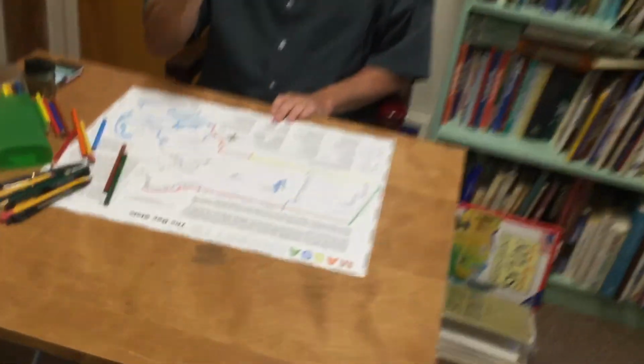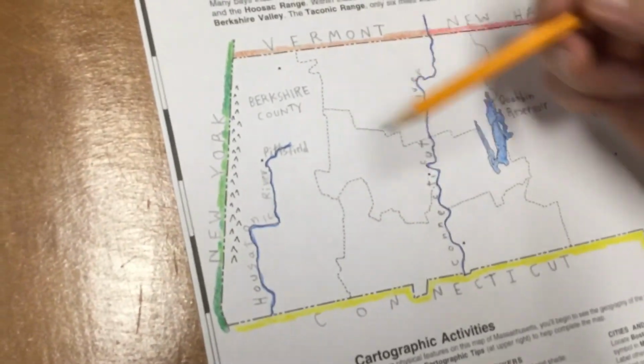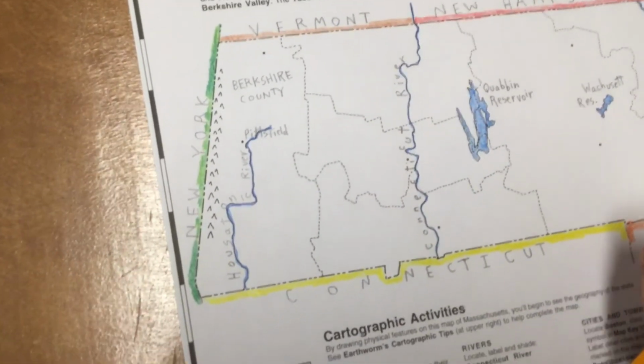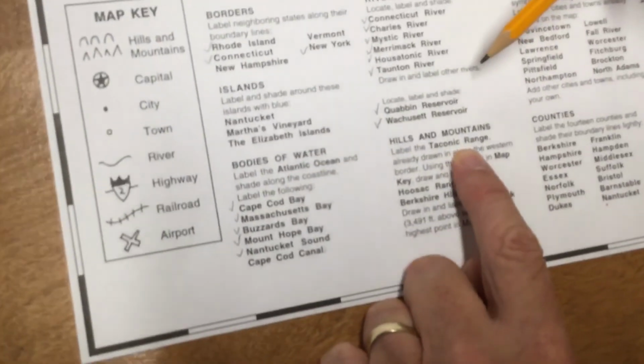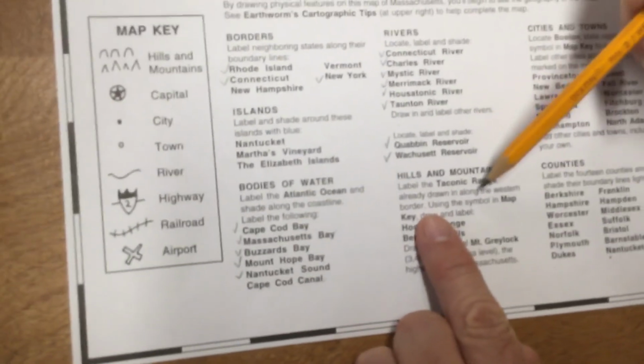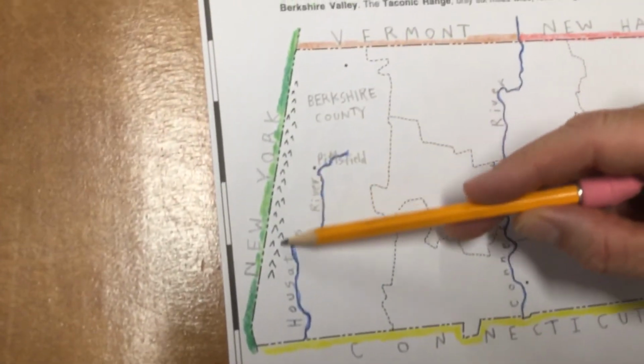We're going to work on the mountains, in the far western part of the state. So we might even throw in a couple of other details from other categories to help us too. Let's look at this area in detail. It's way out in the westernmost part of the state that we're going to be working. And I'm going to just look at the hills and mountains category. It says label the Taconic Range, already drawn in along the western border, with those little symbols right there.